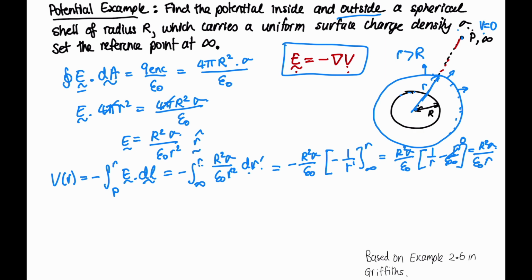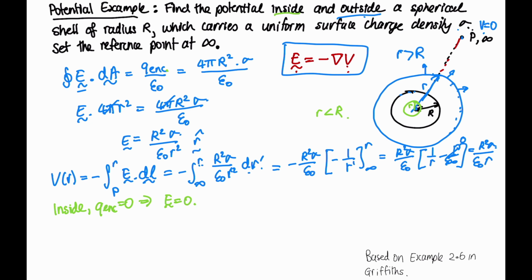So we've now got an expression for the potential outside our sphere of charge. Now let's work out an expression for the potential inside. We're going to want a Gaussian surface like this one, at radius r. For the green one, we've got r is less than R. In this case, inside here, we have no enclosed charge. So inside, Q enclosed equals 0, which tells us that the electric field is equal to 0.